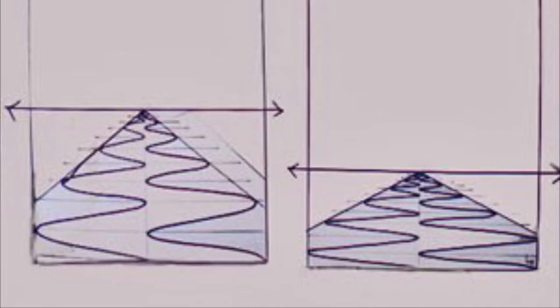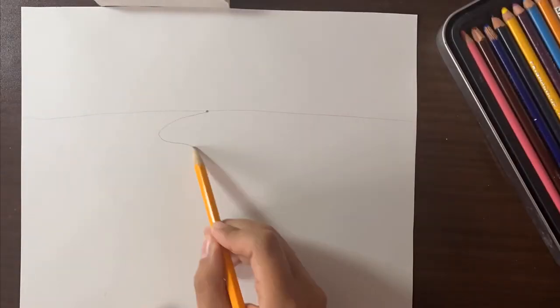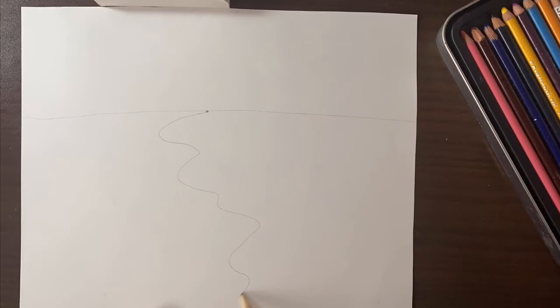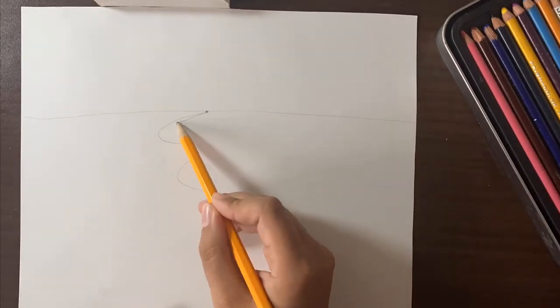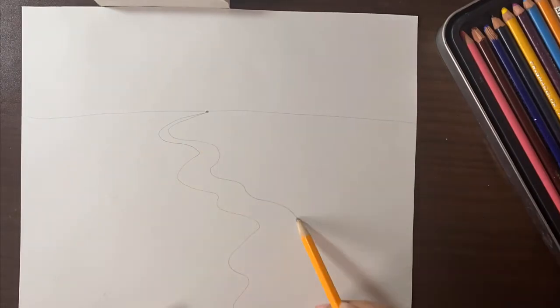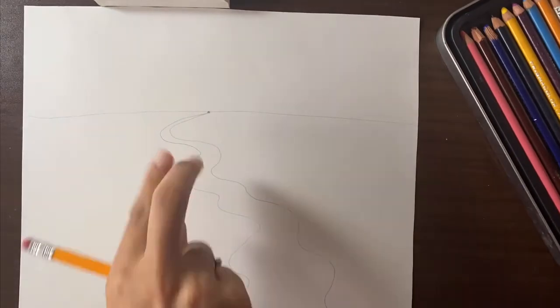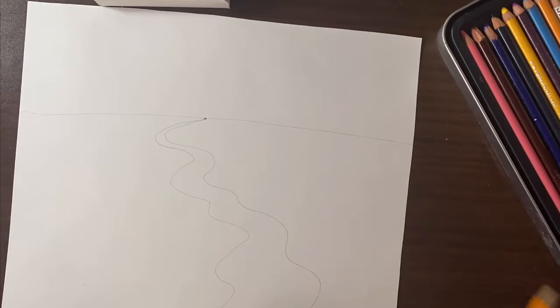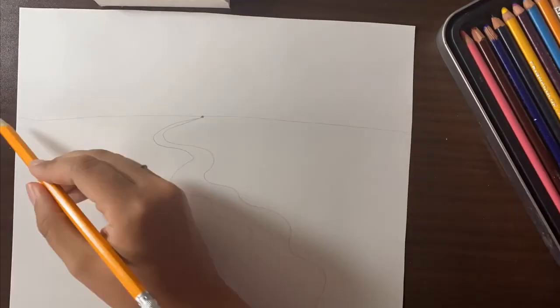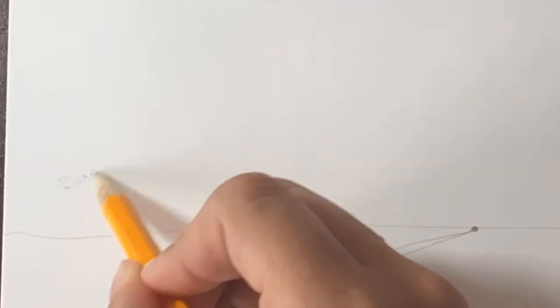Our drawing will have a river in it. From the vanishing point, you are going to draw a curvy line to the bottom of the page. Then again, from the vanishing point, you are going to draw another curvy line parallel to the first and getting bigger, wider as it comes to the bottom of the page.